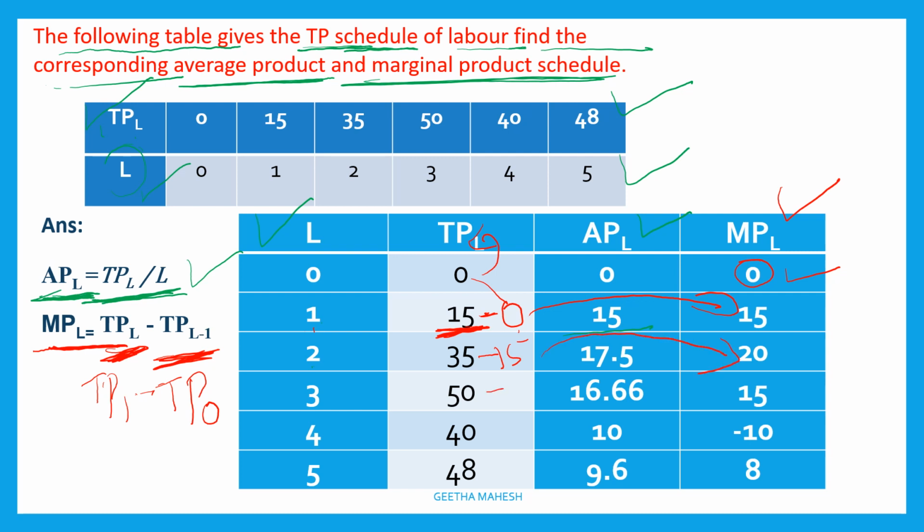Then 50 minus this 35 we will write here. So 50 minus 35 we will get 15. Then 40 minus 50. This 50 we will write here. So as 50 is greater, we will get a negative sign. So minus 10. Then 48 minus this 40, we should take it. 48 minus 40, we will get 8. So like this, we need to calculate.